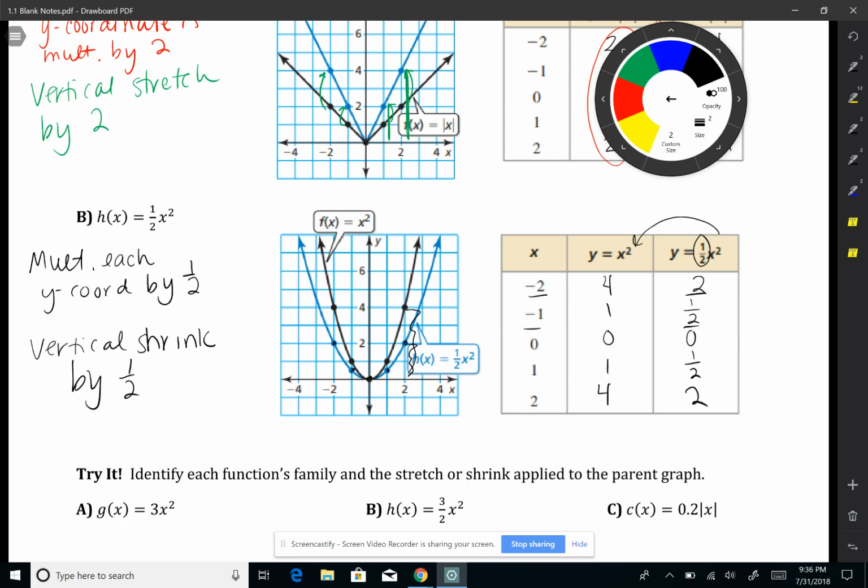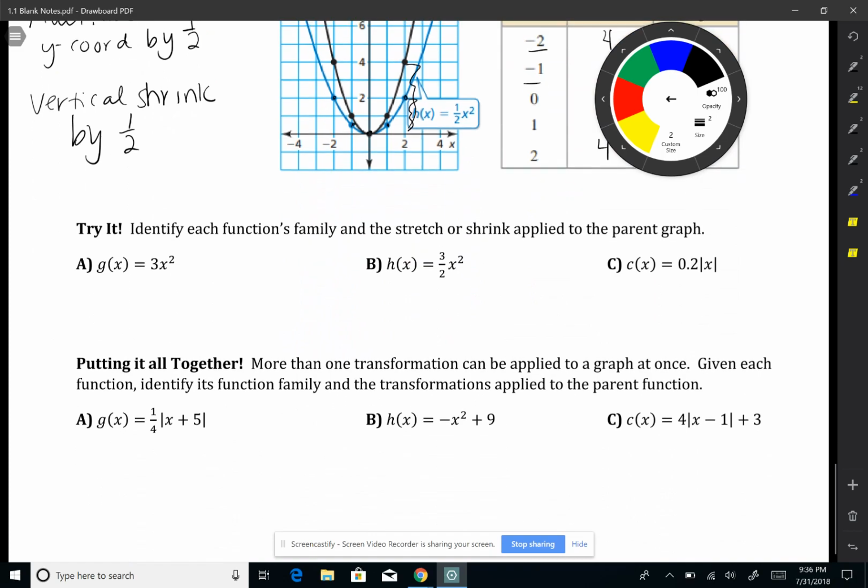Okay, we're gonna try this out. Identify each function's family and the stretch or shrink applied to the parent graph. Remember, if that number in front is greater than 1, it'll stretch. Less than 1, it'll compress.